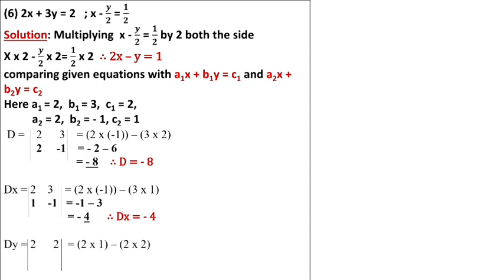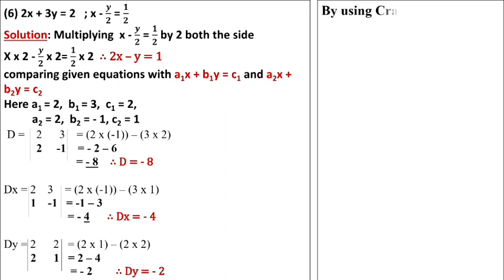For dy we will take a1 a2 and c1 c2. 2 1 is 2, minus 2 2 is 4. 4 minus 2 we get minus 2. So dy value is minus 2 by using the Cramer rule.